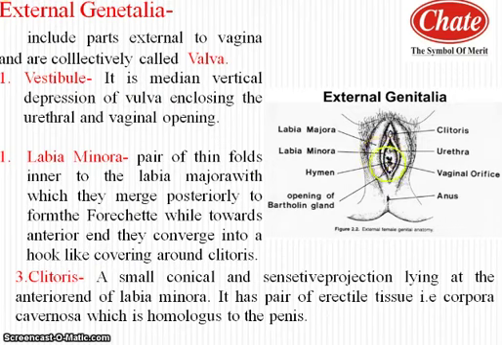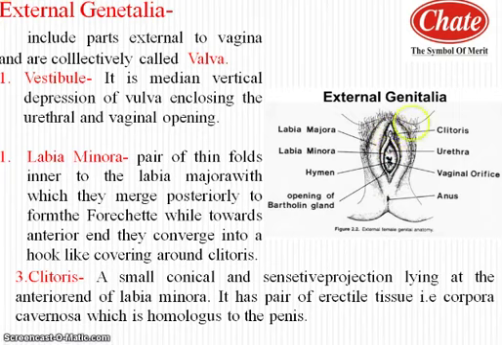Then second, that is the labia minora. The labia minora are a pair of thin folds inner to the labia majora, with which they merge posteriorly to form the fourchette, while towards the anterior end they converge into a hook-like covering around the clitoris.